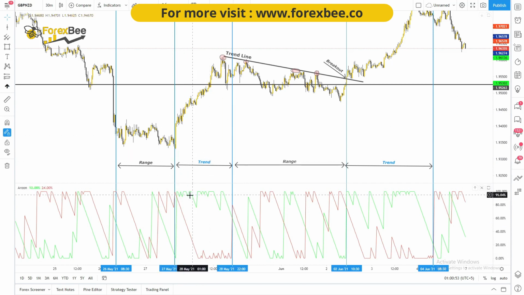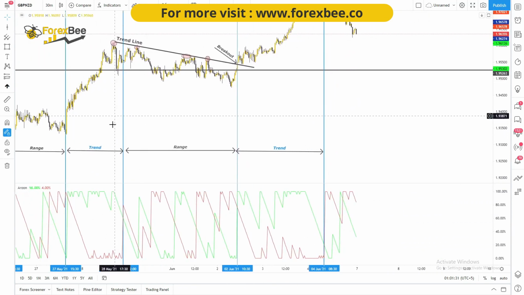Okay, and it's either going to be bullish or bearish. Here the trend is bullish because Aroon up is at the top end, close to 100%, and Aroon down is close to 0%. If the Aroon down was close to 100% and Aroon up was close to 0%, then the price would have gone bearish. There would have been a bearish trend. But in this case, the trend is bullish because Aroon up is close to 100 and Aroon down is close to 0.